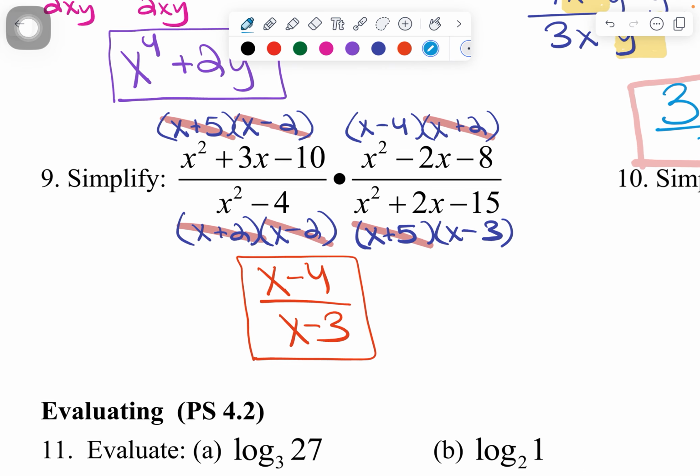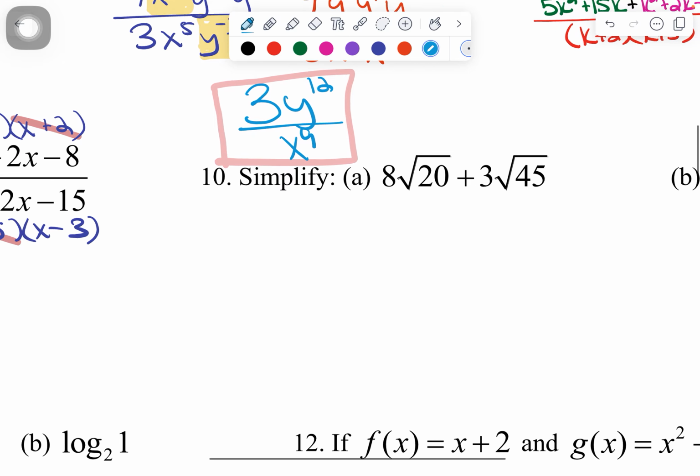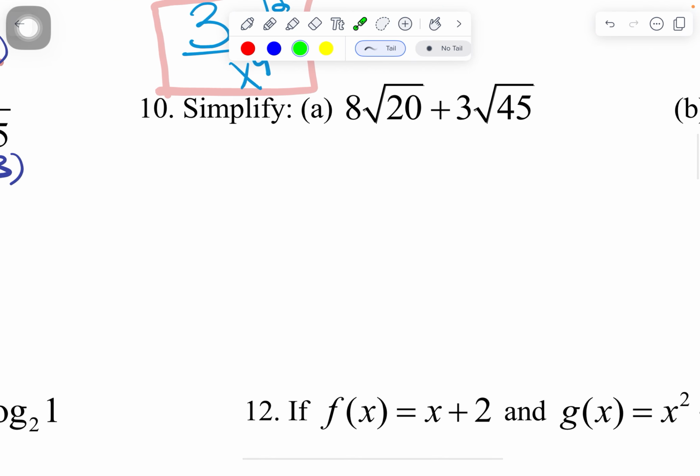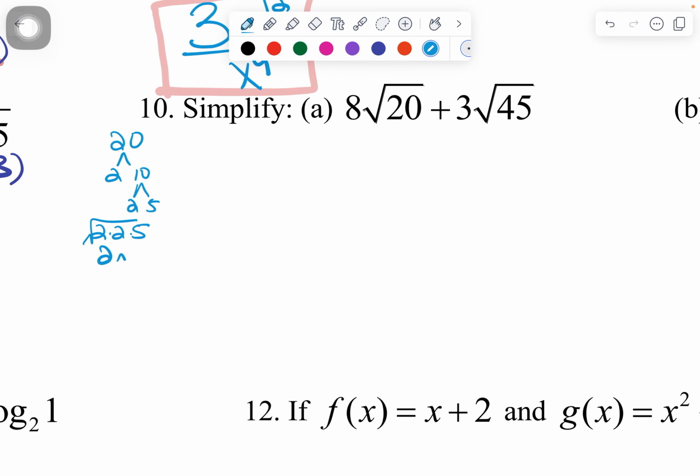All right, number 9's done. Let's see what number 10 asks you to do. All right, so number 10, you need to break up or break down these radicals. So off to the side here, let's break up a 20. So that's going to be 2 and 10, 2 and 5. So 2, 2, and 5. So that's 2 root 5.